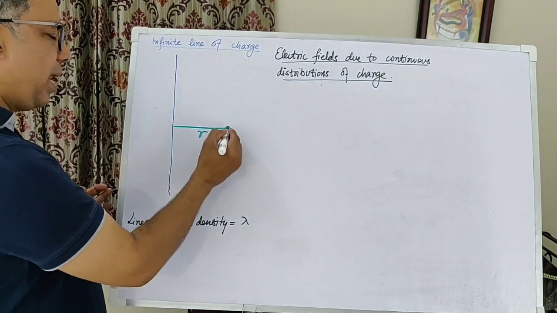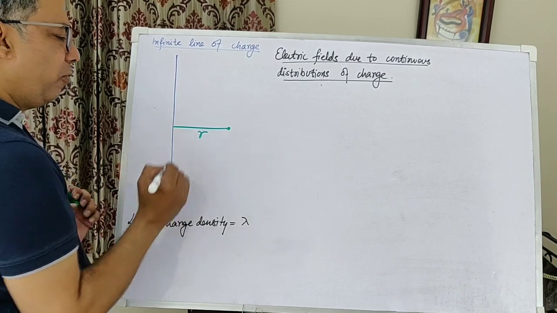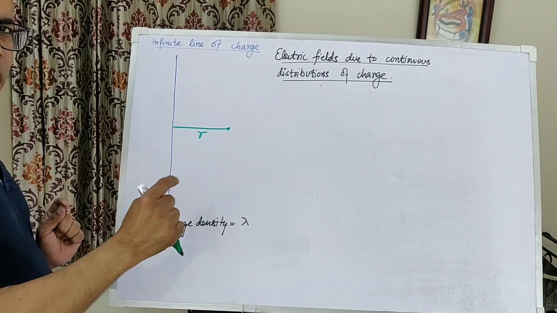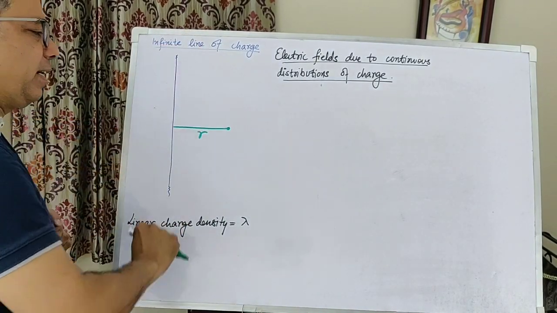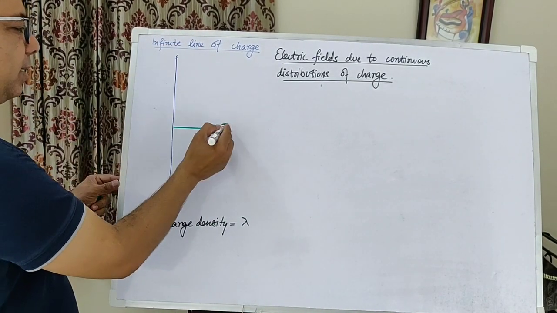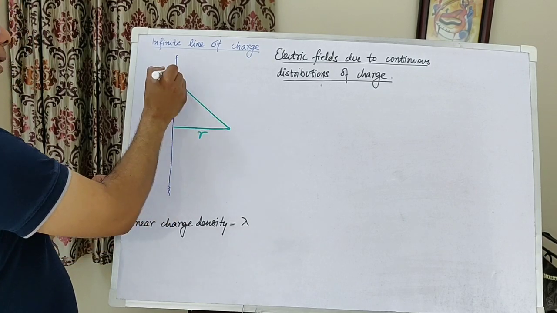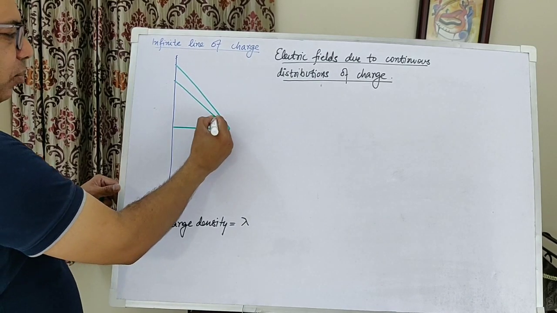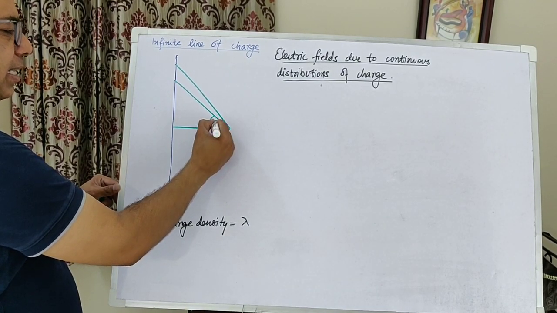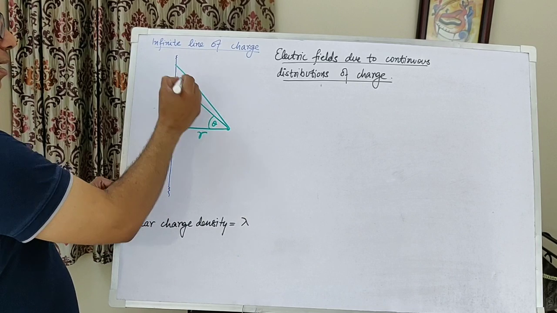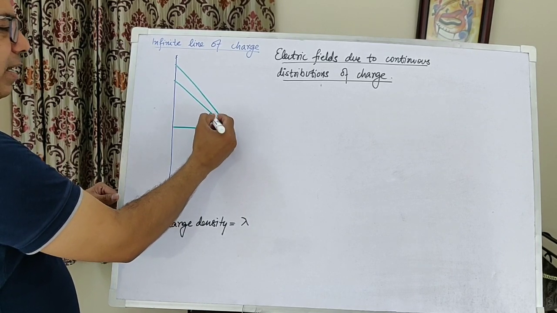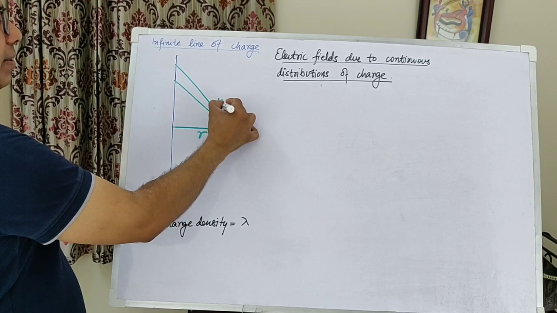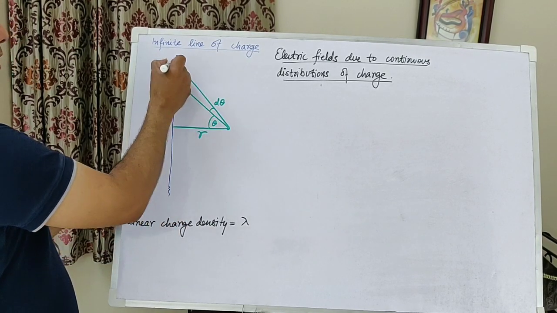Now to do this, to calculate the electric field here, what we need to do is divide this line of charge into lots and lots of tiny little elements. Now we do that in a very interesting manner. We take an angle theta here and draw a line, and then increase the angle further by a small amount, let's say d theta, and draw another line.